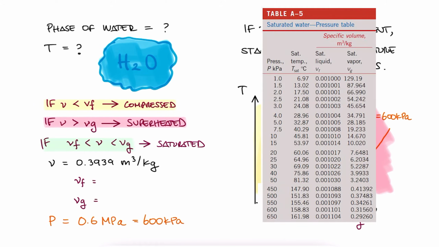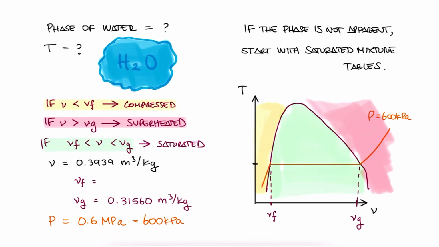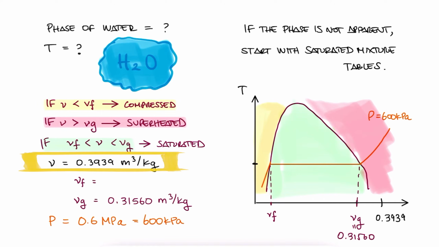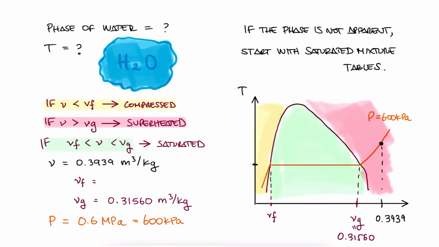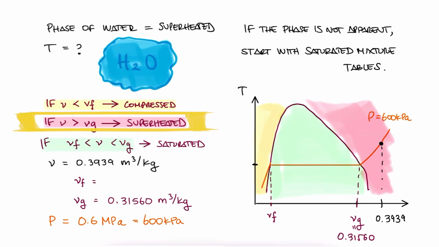In this case, vg is equal to 0.3156 cubic meters per kilogram. Since our given specific volume is 0.3939 and therefore greater than that, we know that our water is in the superheated phase, and more importantly, that we need to use the superheated tables to find any information we're looking for.